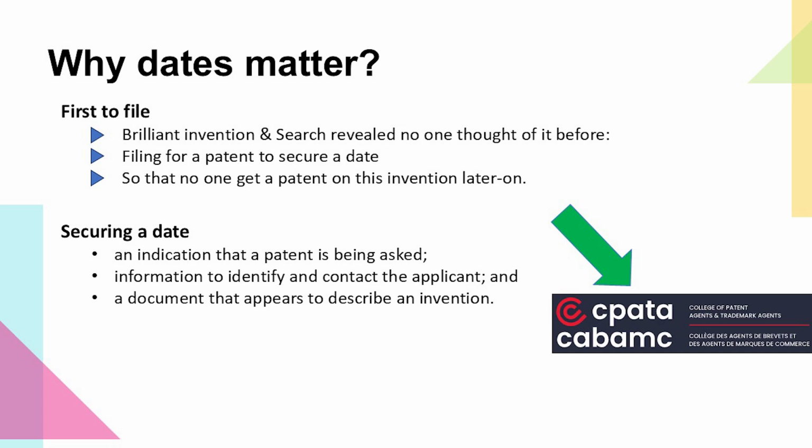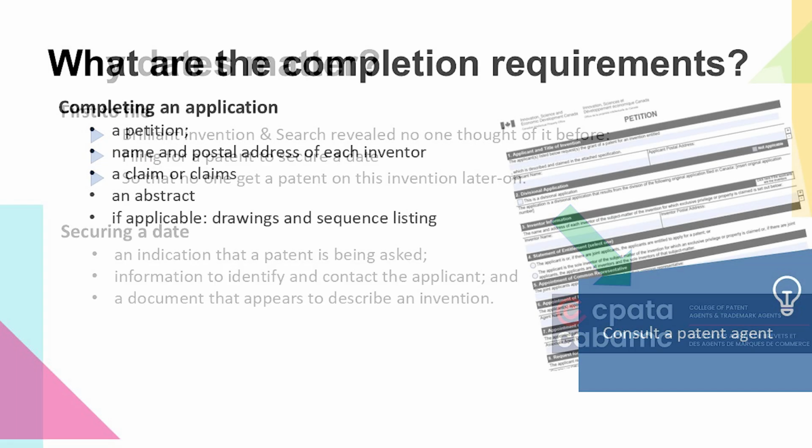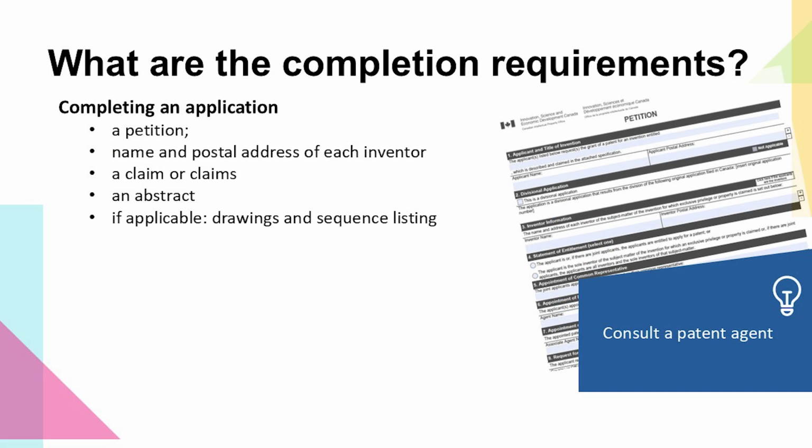It should also be noted that securing a date is not sufficient to obtain a patent. In order for your patent application to be looked at by an examiner and proceeded to be granted, you will need to complete your application in full. And to complete a patent application, a little bit more information is required than the 3 things needed to secure a filing date, on top of a filing fee, of course.